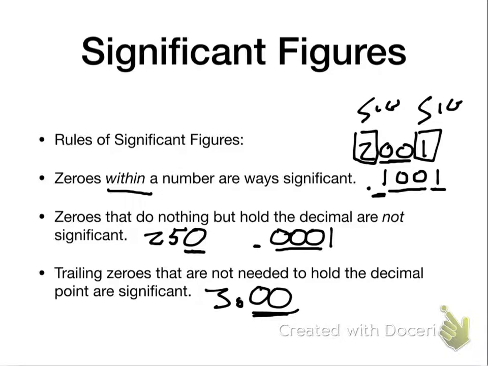Those are the three rules of significant figures. Kind of the general rule of thumb is that if you're not sure whether a digit is significant or not, just assume that it isn't. And typically, you would be correct.